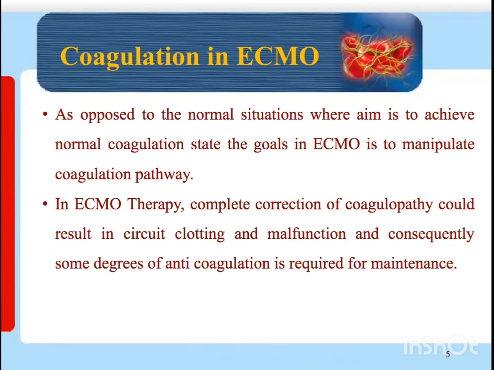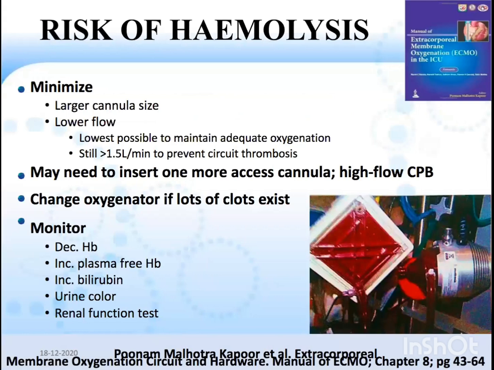As opposed to normal situations where the aim is to achieve normal coagulation, the goal in ECMO is to manipulate the coagulation pathway. In ECMO therapy, complete correction of coagulopathy could result in circuit clotting and malfunction, and consequently some degree of anticoagulation is required for maintenance. The risk of hemolysis can be minimized if you have a larger cannula and lower flows.